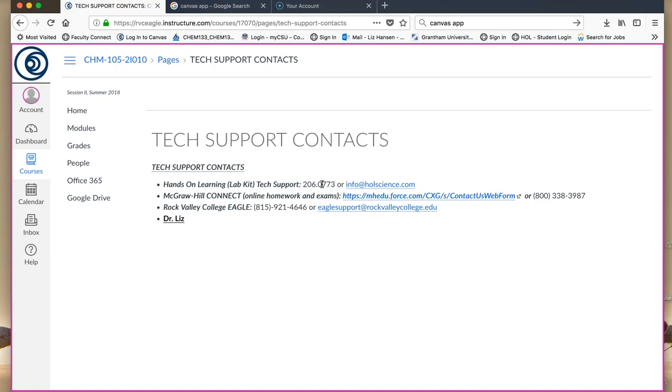I'll show you a little bit more in a minute in terms of lab kits. If you have any issues with the lab kit, if you have a broken piece of equipment, if you run out of a chemical, if you have problems with their online platform, you need to contact their tech support. And again, I'll fix that phone number in just a little bit. McGraw Hill, our online homework and exams run through McGraw Hill, which is the publisher of our textbook.